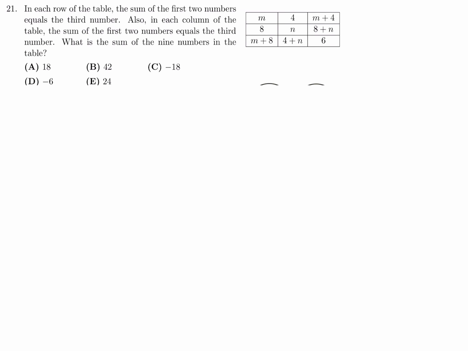In each row of the table, the sum of the first two numbers equals the third number. Also, in each column of the table, the sum of the first two numbers equals the third number. What is the sum of the 9 numbers in the table?